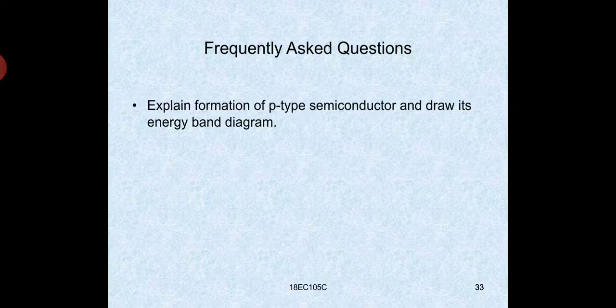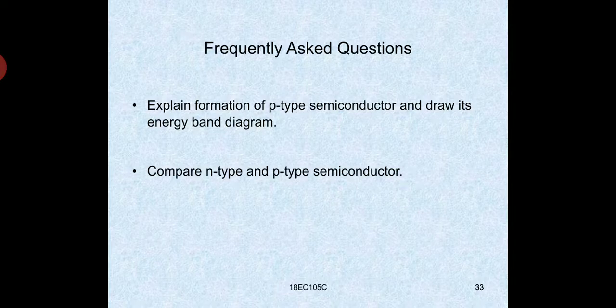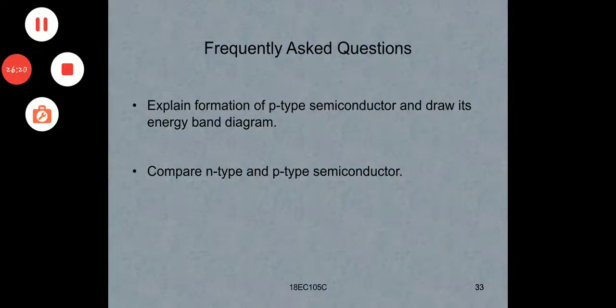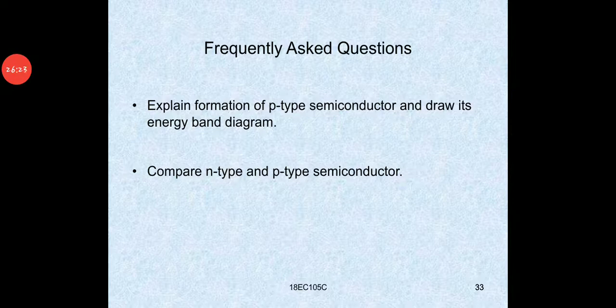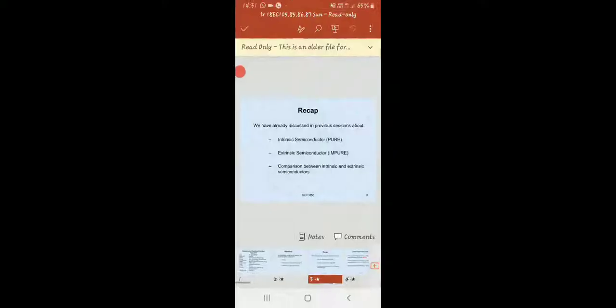The frequently asked questions normally from the examination point of view are the following: explain the formation of a p-type semiconductor and draw its energy band diagrams. It can also be asked as: compare the N type and the P type of semiconductors. So with this we conclude this session, and thank you.